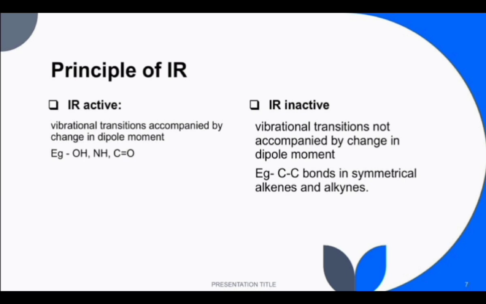Principle of IR. There are two types, IR active and IR inactive. IR active: vibrational transition accompanied by change in dipole moment. Example: OH, NH, C double bond O. And in IR inactive, vibrational transitions not accompanied by change in dipole moment. Example: carbon-carbon single bond in symmetrical alkenes and alkynes. A stretch.